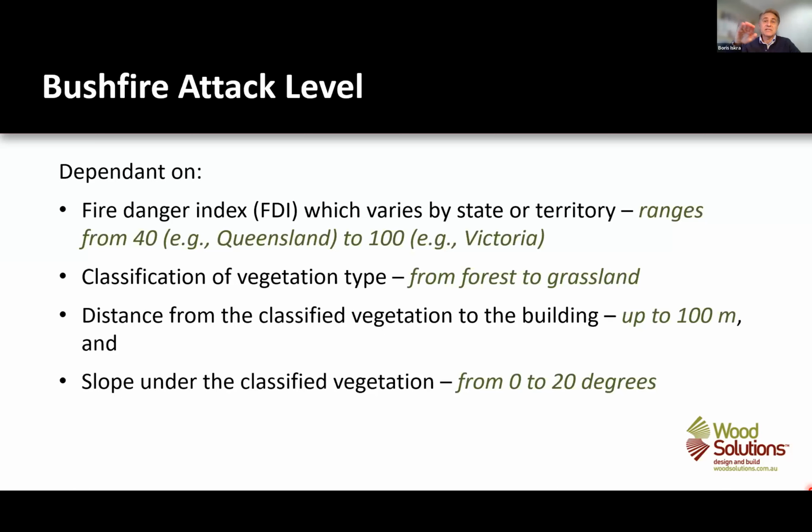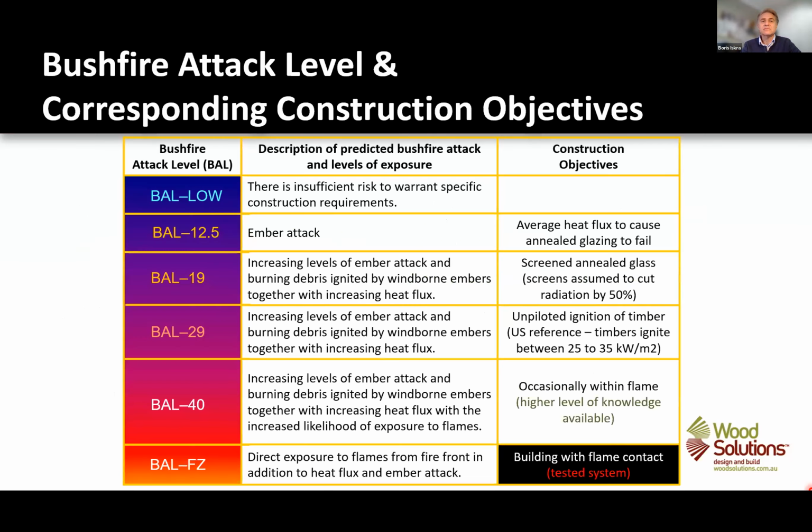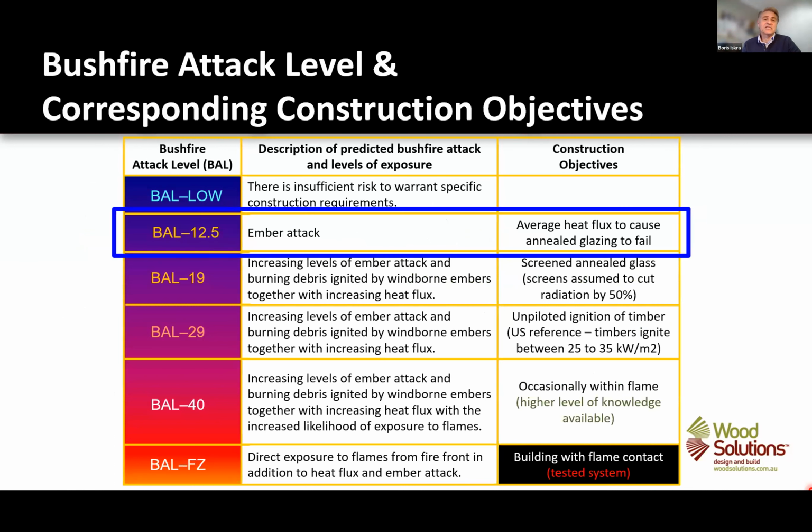As that slope starts to increase, the bushfire then starts to ramp up speed and can potentially cause flames to engulf or impact on the buildings. So slope is also important as part of the classification in terms of what the bushfire attack level is. So we talk about these numbers, from BAL 12.5 up to flame zone. Under the bushfire standard, there are certain objectives that have been linked to those bushfire attack levels.